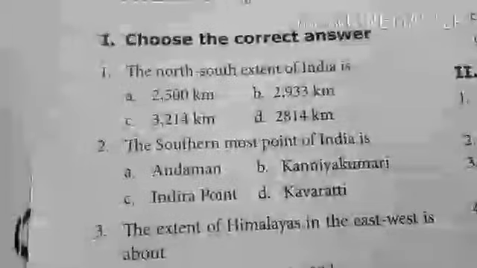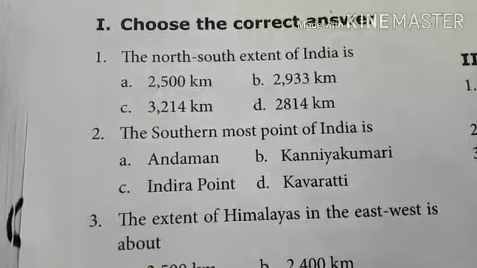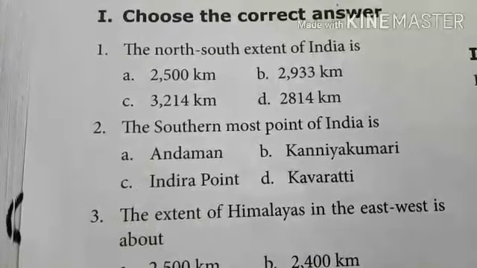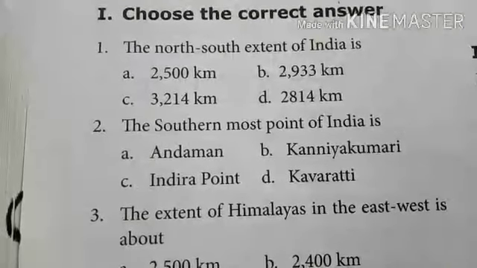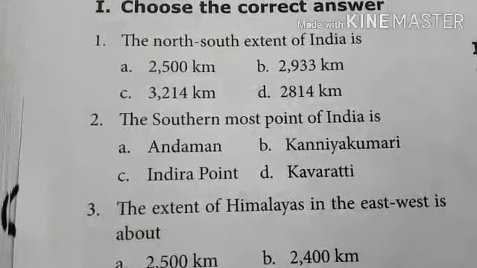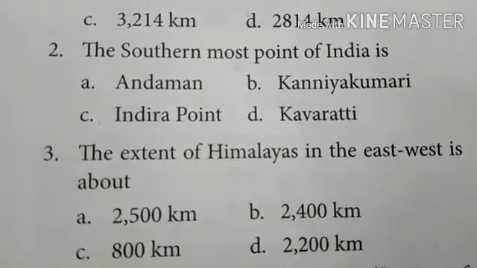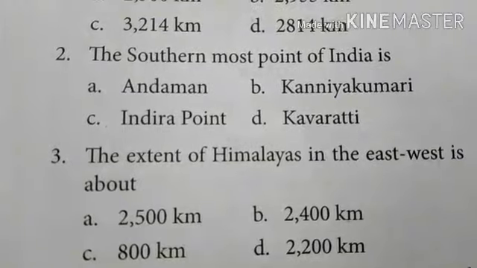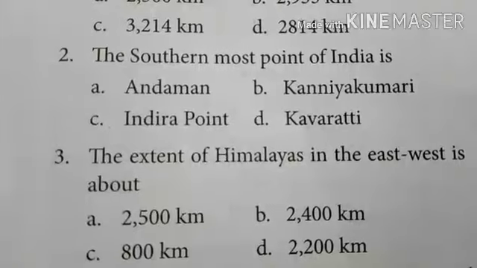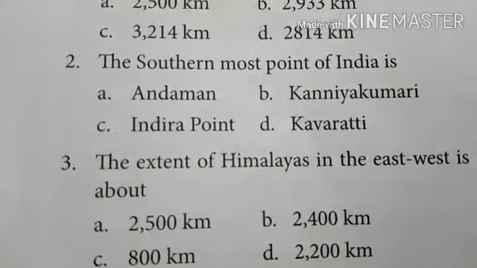Choose the correct answer. The north-south extent of India is: 2500 kilometer, 2933 kilometer, 3214 kilometer, 2814 kilometer. Second one, the southernmost point of India is: Andaman, Kanyakumari, Indira Point, Kavaratti.